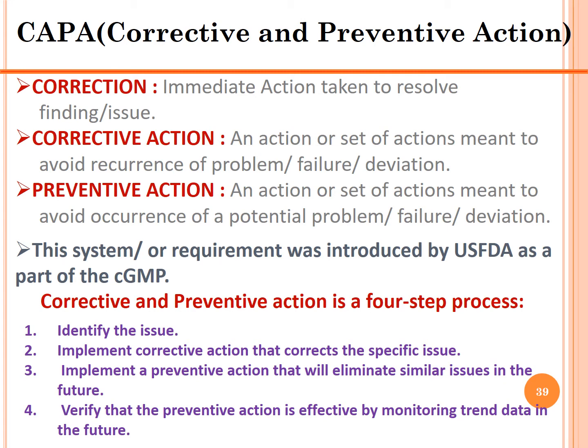Corrective and preventive action is a 4-step process. Identify the issue. Implement a corrective action that corrects the specific issue. Implement a preventive action that will eliminate similar issues in the future. Verify that the preventive action is effective by monitoring trend data in the future.